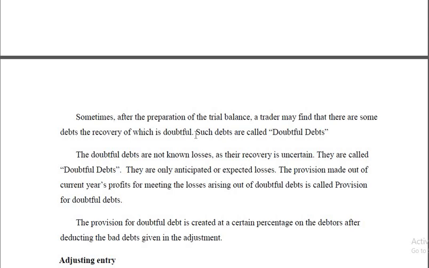Doubtful debts are not known losses. You do not know how much of the debtors is irrecoverable. Their recovery is uncertain. They are called doubtful debts. They are only anticipated or expected losses.